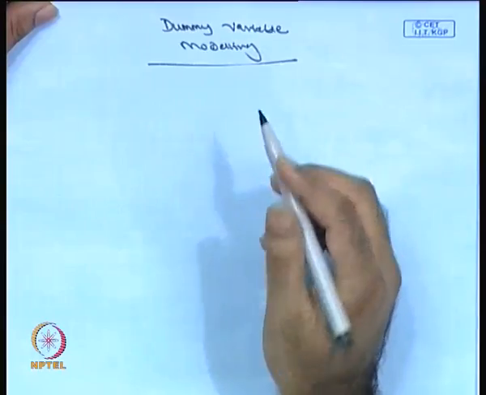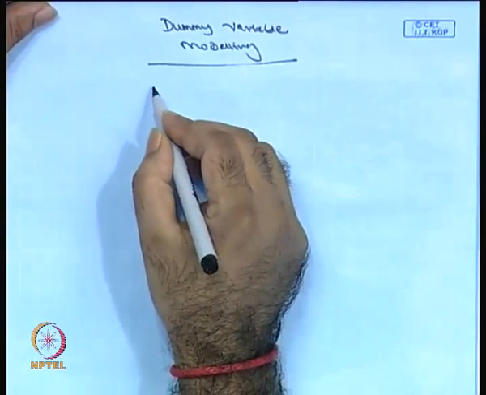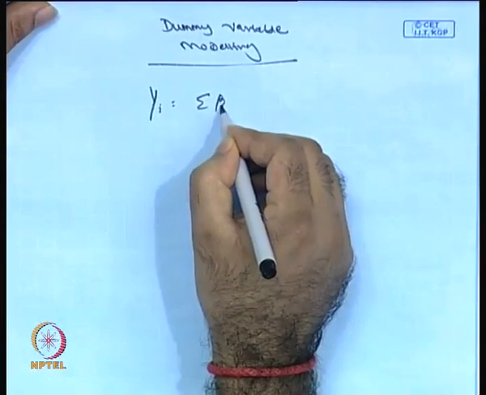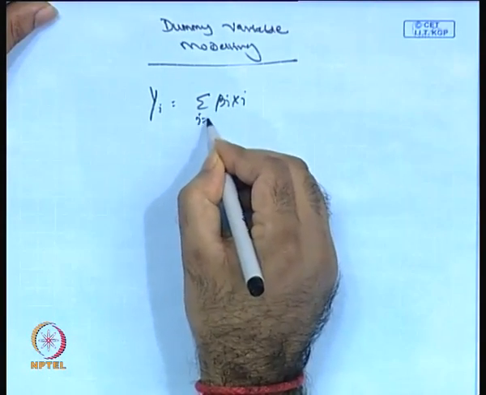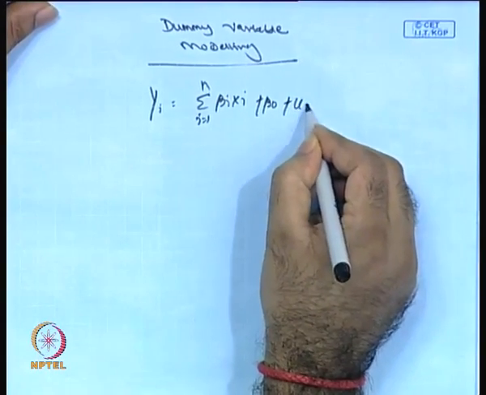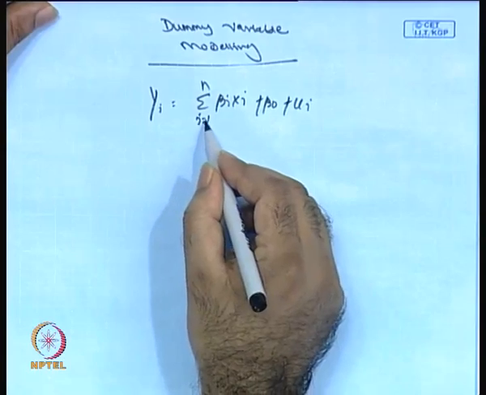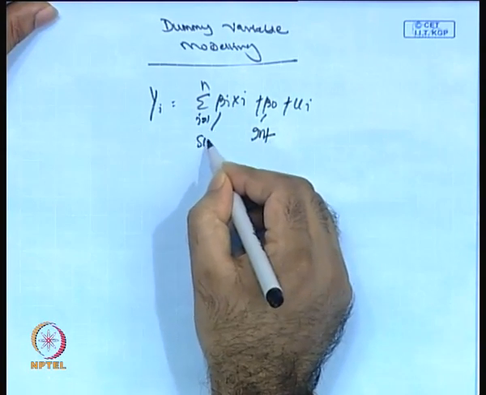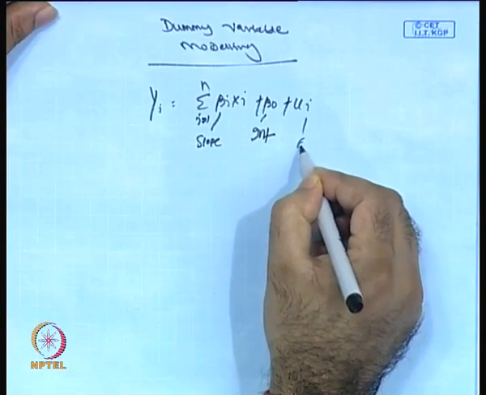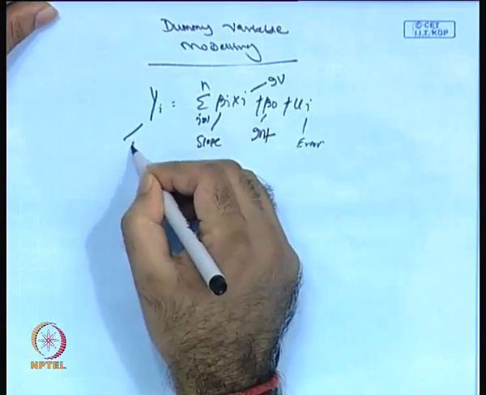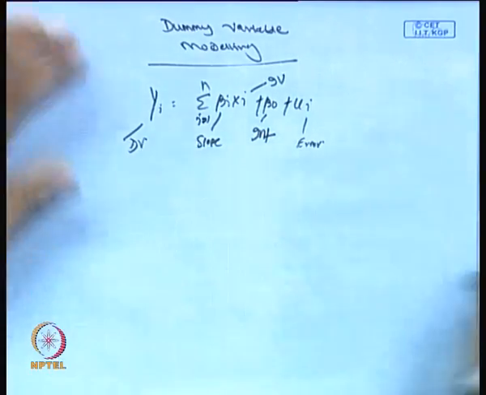Okay, so the starting point is that we have an econometric model, say like this: yi equal to summation of beta i xi, i equal to 1 to n, plus beta 0 plus ui. Here beta 0 is the intercept, beta i is the slope coefficient, ui is the error term, xi is the independent variable, and yi is the dependent variable. This is how the model is classified.